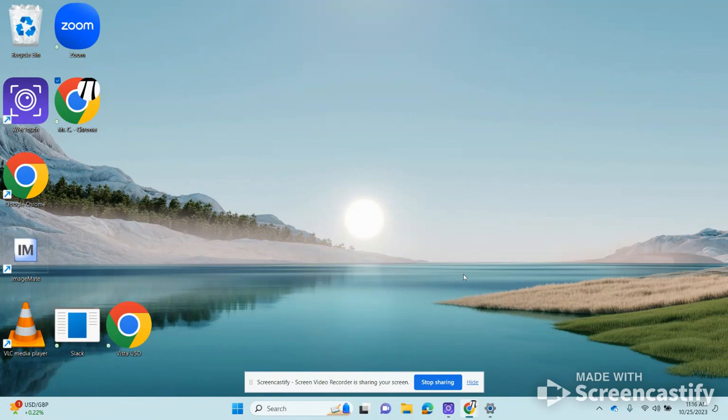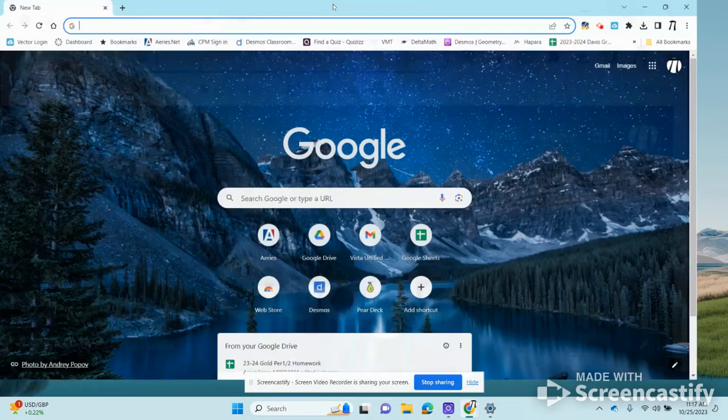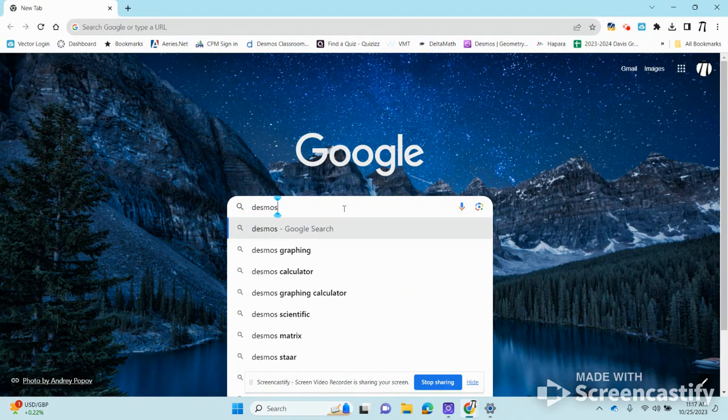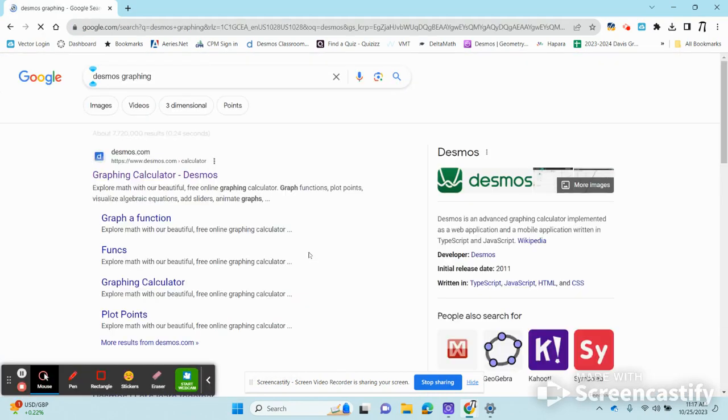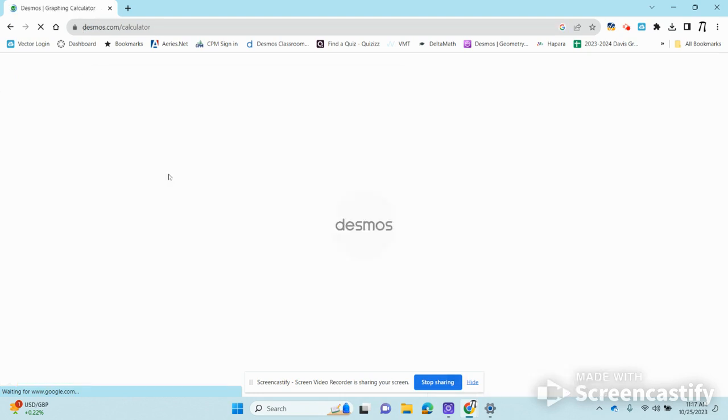So the first thing you're going to need to do is be able to get to the Desmos Graphing Calculator, and that's pretty easy to do. You can just open your Chrome browser. I have mine bookmarked here, but you can just type in Desmos. And preferably, since we use Desmos for a lot of things, you're going to want the graphing calculator. Either one of those is fine, but this is really what you want to look for.